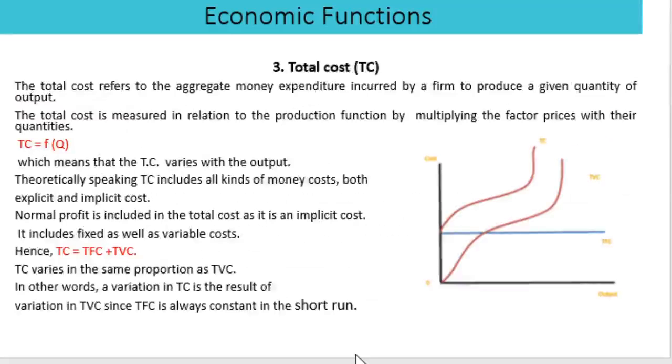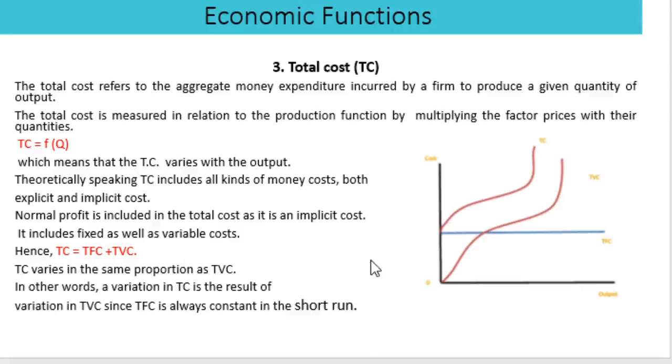Next cost is the total cost. Total cost refers to the aggregate money expenditure incurred by a firm to produce a given quantity of output. The total cost is measured in relation to the production function by multiplying the factor prices with their quantities. That is, TC is a function of output. In the case of total cost also, it varies with the output. This total cost includes both implicit and explicit cost.